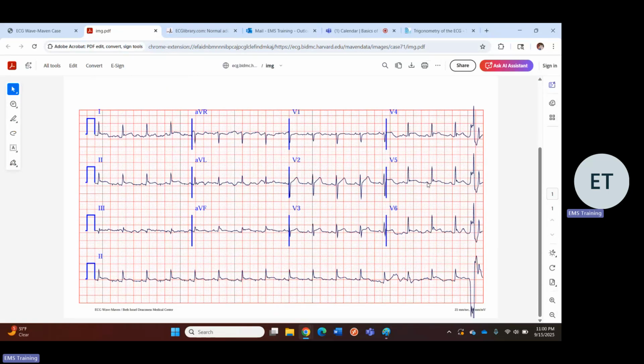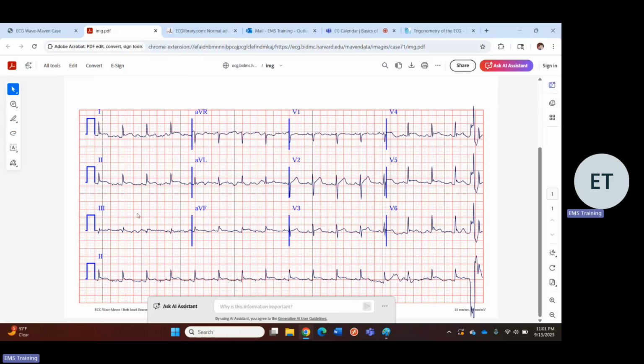All right, let's apply the basic rules. Does this look normal? No, it does not. Is there a P wave for every QRS complex? Yeah. P, P, P, P, P, P. Could this be atrially paced? Maybe, intermittent atrial pacing. Could be. Those do look like pacer spikes. Interesting. And then there's this PR depression.